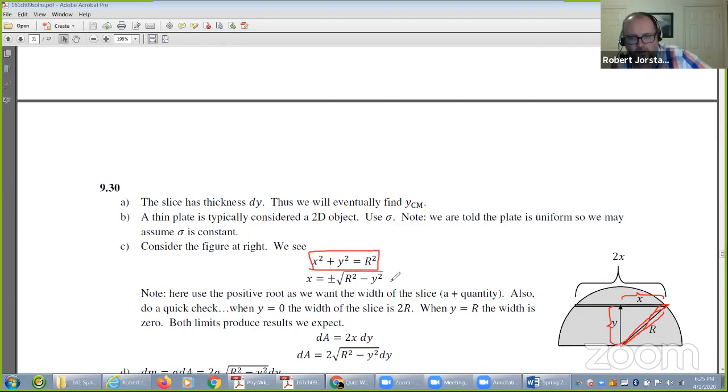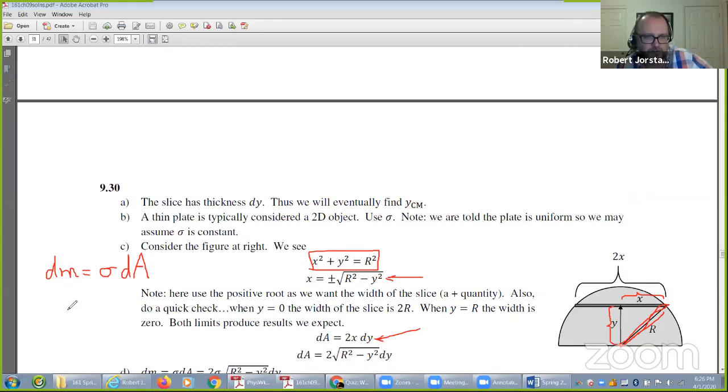Well, if I wanted to, I could figure out what x is, and that's fine. You might be saying, why would you do that? The reason is x is going to show up in the mass. Take a look right here. Oh, I didn't say this yet. So dm, I'm going to do this in a different order just so you can get a different feel for it than it's in the solutions. Remember that dm is sigma times dA.